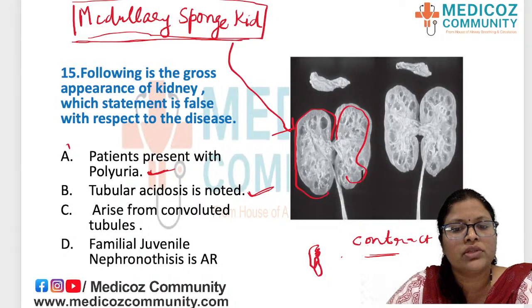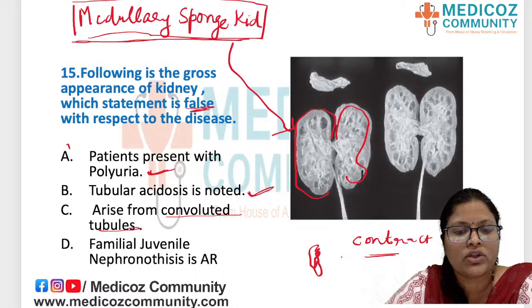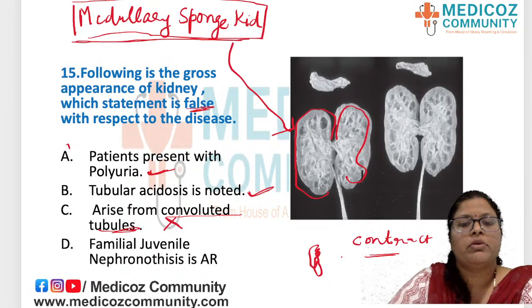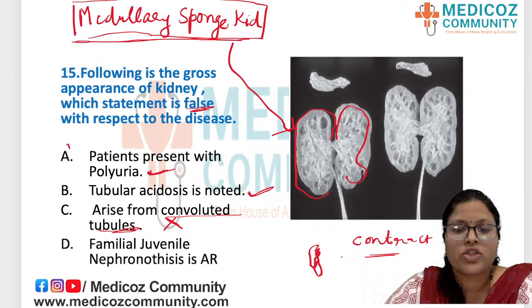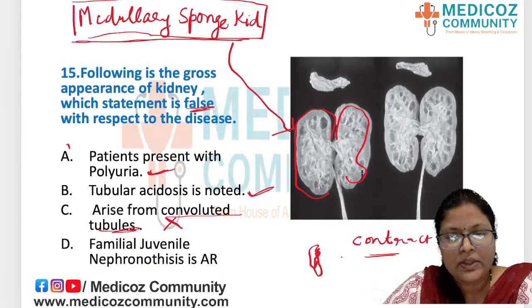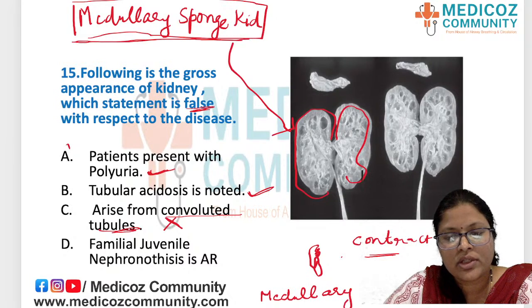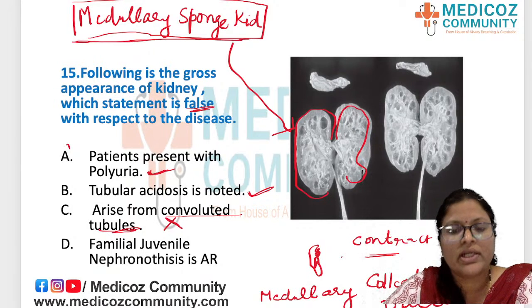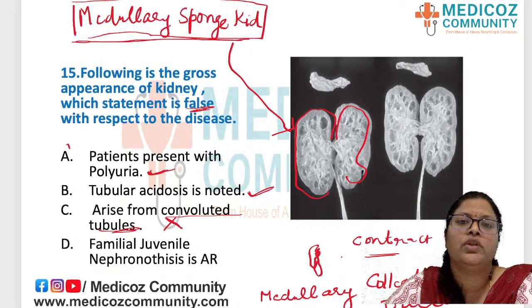So they are asking you to mark the false option. Next, let's see. This arises from the convoluted tubules of the kidney. So this particular thing is a false statement. Remember, students, that medullary sponge kidney occurs from the medullary collecting ducts, and not in the convoluted tubules. So this option is wrong.